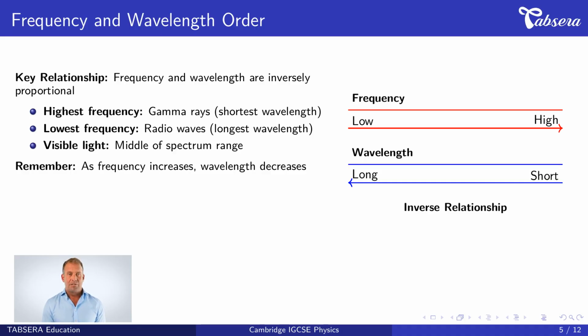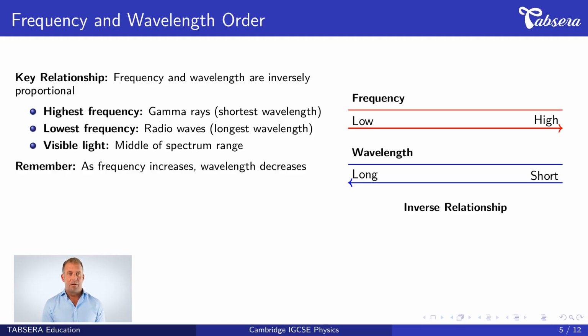Now we examine the relationship between frequency and wavelength. This follows the fundamental wave equation. The key relationship is that frequency and wavelength are inversely proportional. This means when one increases, the other decreases. Gamma rays have the highest frequency and therefore the shortest wavelength. Radio waves have the lowest frequency and therefore the longest wavelength.